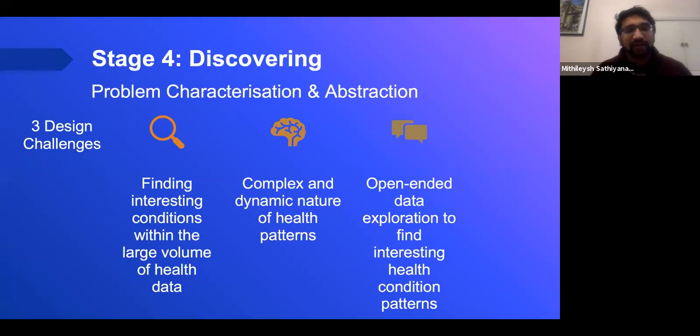In terms of abstracting, we identified 3 design challenges. One of the main design challenges was finding interesting conditions within a large data set. Because generally you will have a massive data set in healthcare, especially if you're a healthcare professional. A particular patient's data could just keep growing enormously over a period of time. So navigating within the data, identifying some interesting conditions, or identifying some subsets of a particular patient's history is not very easy at all. So that's one thing we observed.